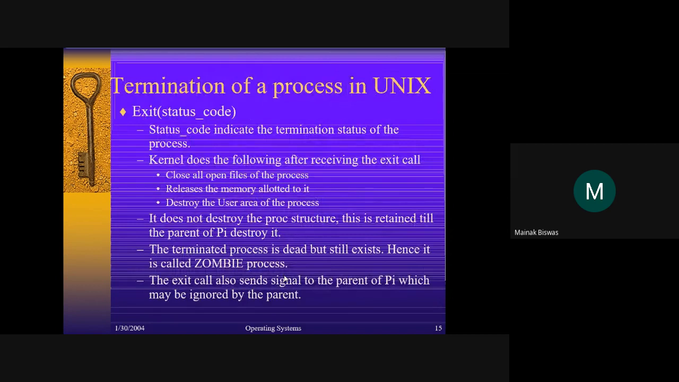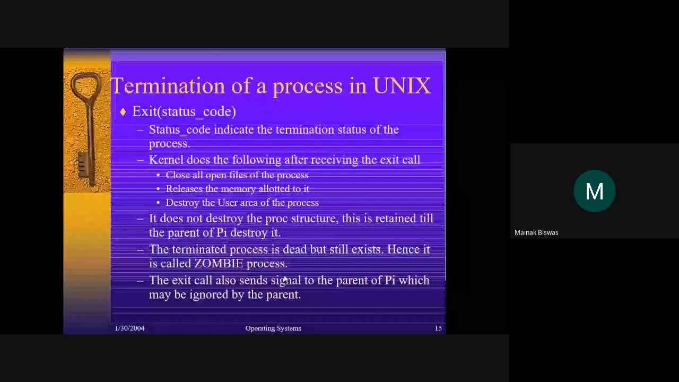So exit status code কি আছে? Status code indicates termination status. It closes all open files. It does not destroy the process structure until the parent process destroys it. The terminated process is dead, but it still exists. Hence, it is called a zombie process. The exit call also sends a signal to the parent process, which may be ignored by the parent.